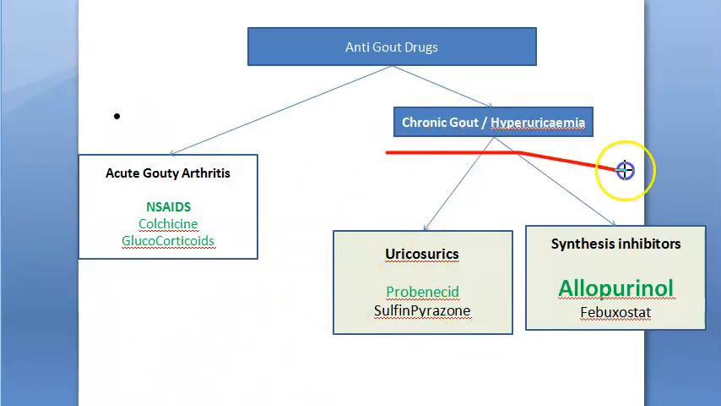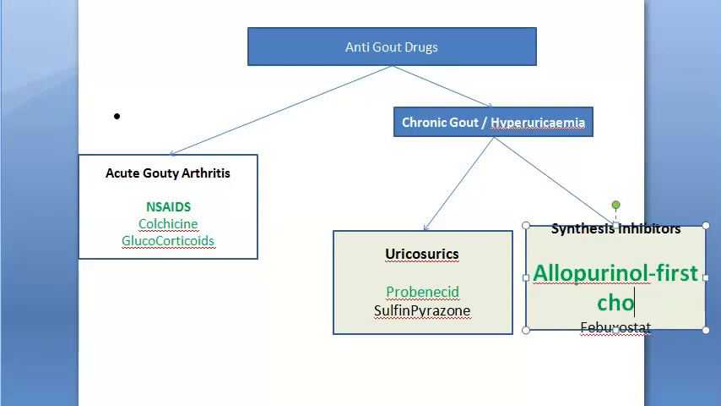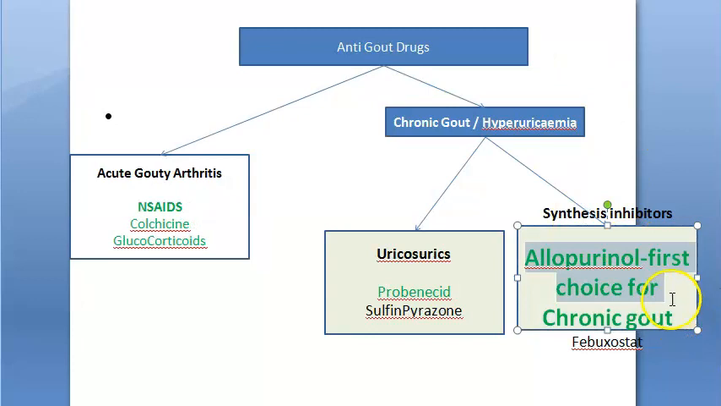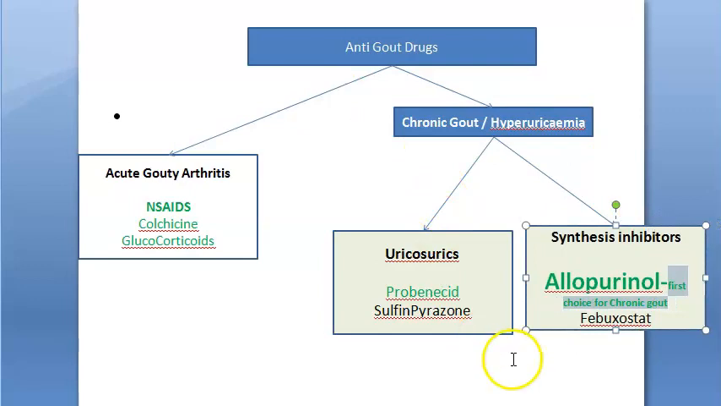Now, when it comes to chronic gout, that is where we currently are, we want to cover allopurinol, correct? Allopurinol is the first choice of drug for chronic gout. Remember, the first choice for acute gout is NSAID. Allopurinol inhibits the synthesis of uric acid. It is a very good drug and very well tolerated. So the synthesis inhibitor allopurinol is the first choice.